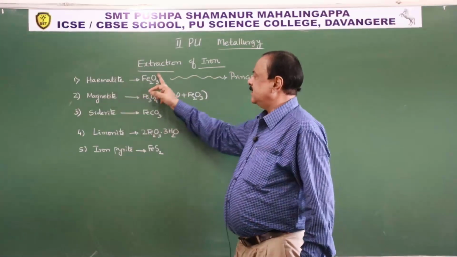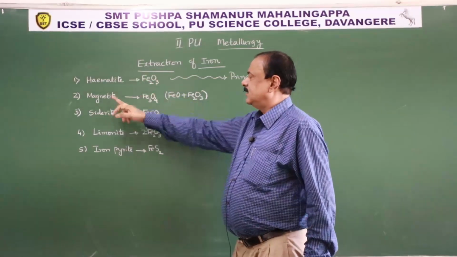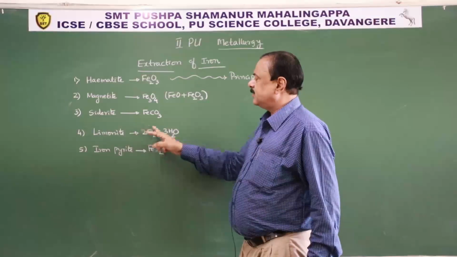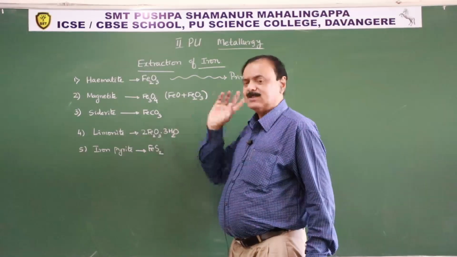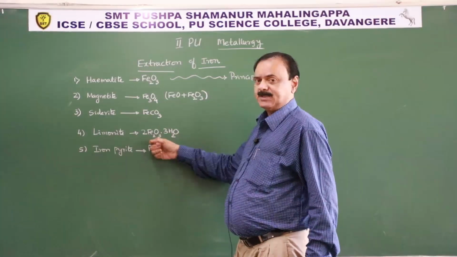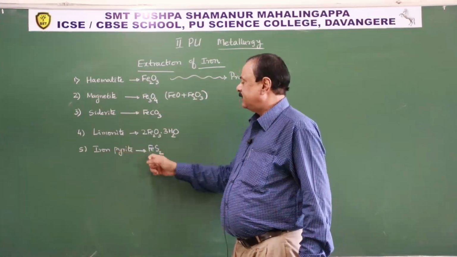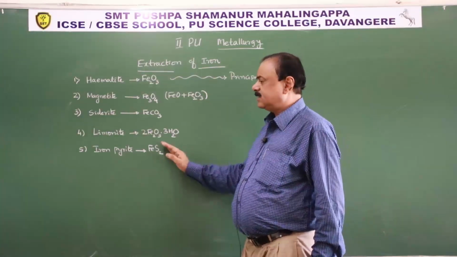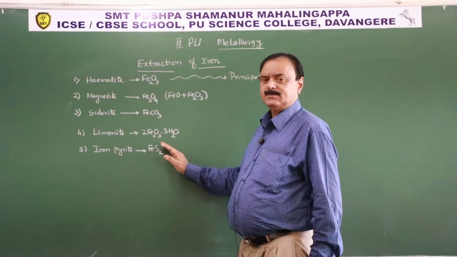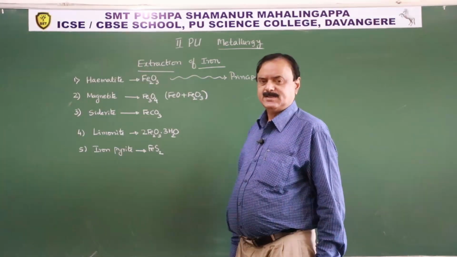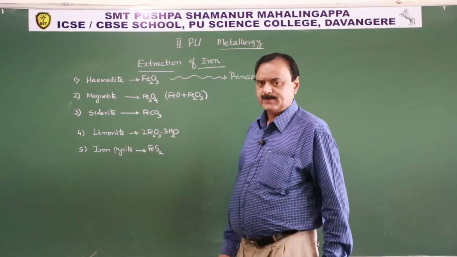Hematite is an oxide ore of the iron. Magnetite is also an oxide ore of the iron. Siderite is the carbonate ore, or simply it is called a mineral. And limonite is the hydrated oxide, whereas iron pyrite is a sulfide form of iron. It is not used in the extraction of the iron, rather it is used in the production of sulfur dioxide by means of the chamber process.